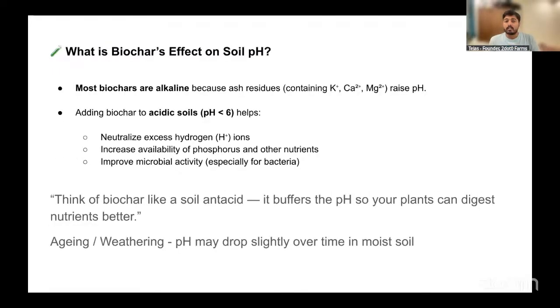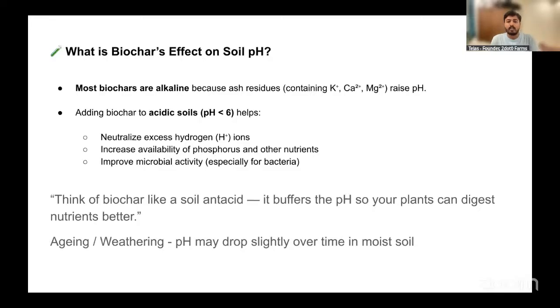What is biochar's effect on soil pH is something that we'll look at. Most biochars are alkaline. There's very rarely anything that comes out as acidic. Most biochars are alkaline because of ash residues that contain positively charged ions, potassium, calcium, magnesium, and all these positively charged ions, which we know as raised pH.